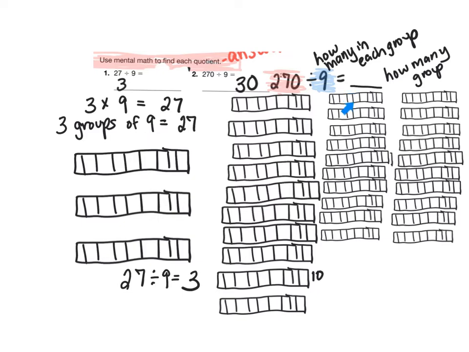And then 1, 2, 3, 4, 5, 6, 7, 8, 9, 10. That's another group of 10. And then last but not least, 1, 2, 3, 4, 5, 6, 7, 8, 9, 10. That's my third group of 10. Now, it would take you a crazy amount of time to draw all these cubes if you were doing this.